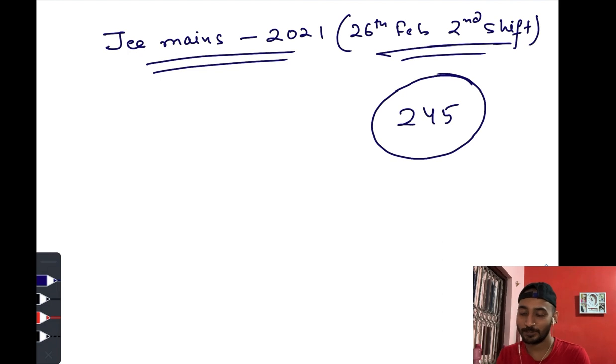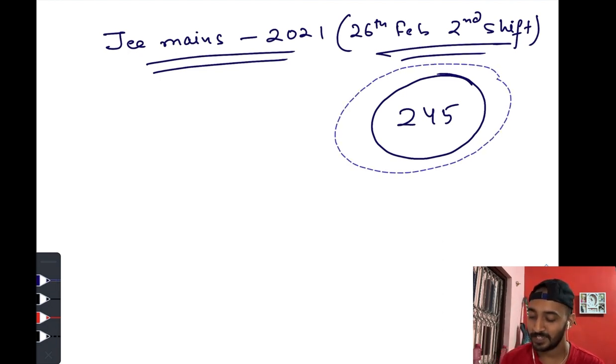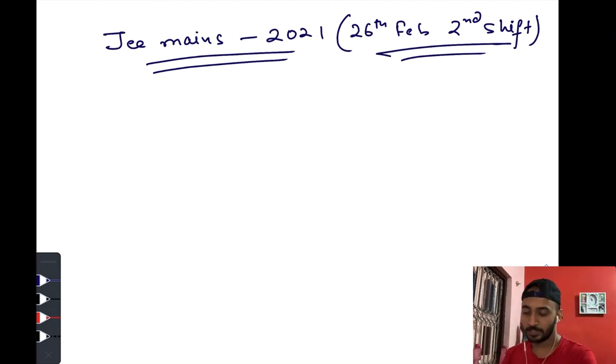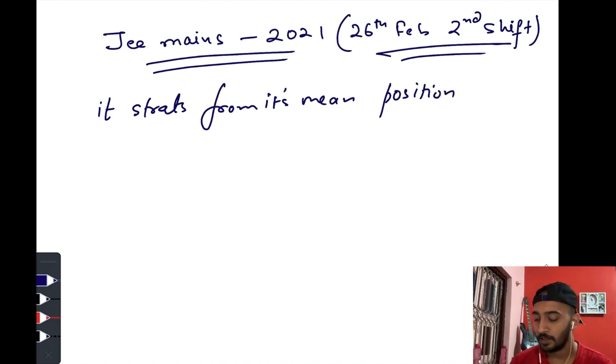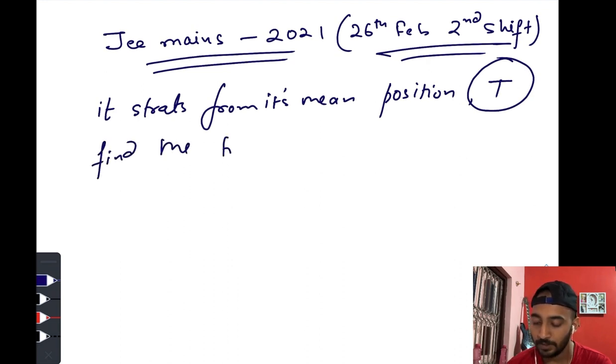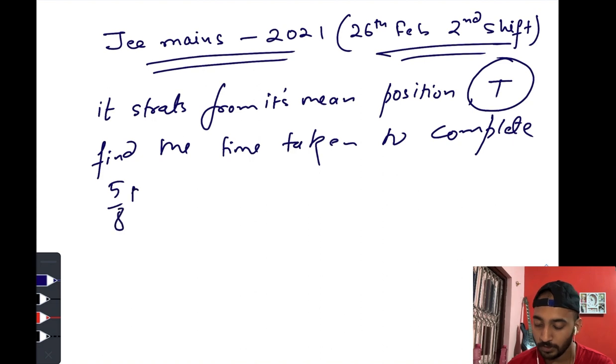Anyways, so let us start with our SHM lecture series, and today I'll be discussing a question in the beginning which came in JEE Mains 2021, 26th February, second shift. The question was that a particle is performing SHM and it starts from its mean position. That means at t equals 0, x is 0. Time period is T, and the question was to find the time taken to complete 5/8 of the oscillation. Okay, 5/8 of the oscillation.